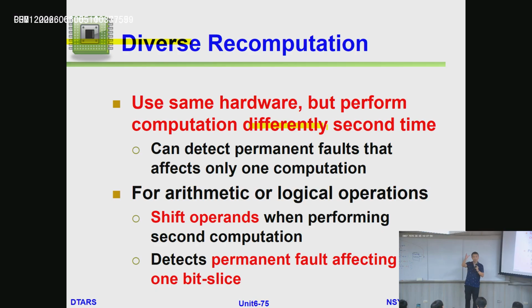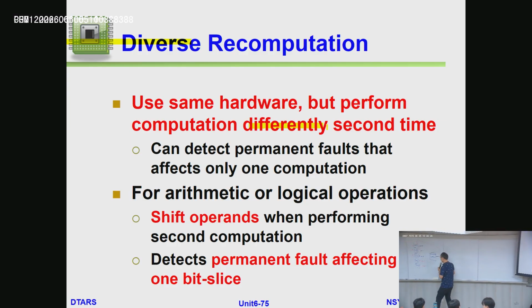So for example, in the current operation, you want to do some addition. You want to sum up the inputs together. Originally, you sum up the zeroth bits of the two inputs. Next time, when you retry this operation, you shift the input so that it is the same hardware calculating the addition, but now you calculate the first bit of the data inputs. So basically, the idea is like this.